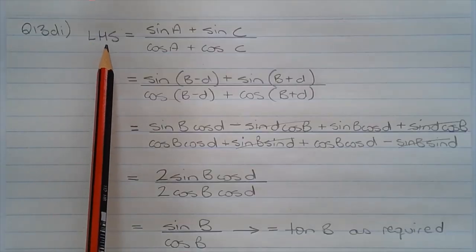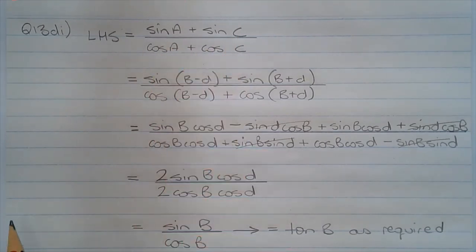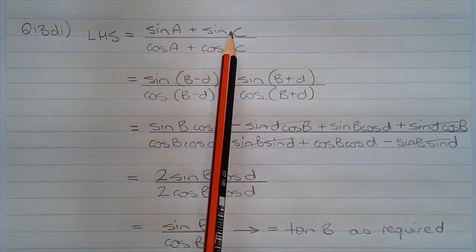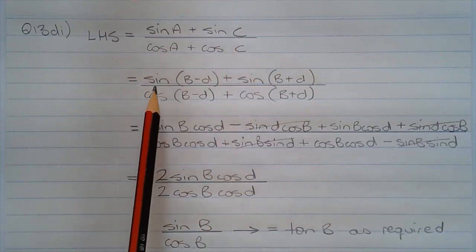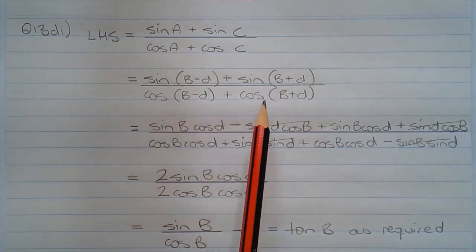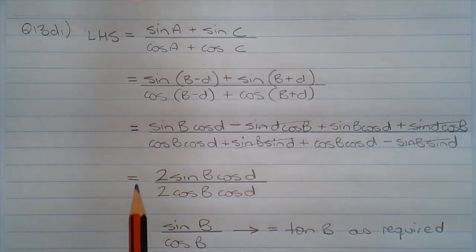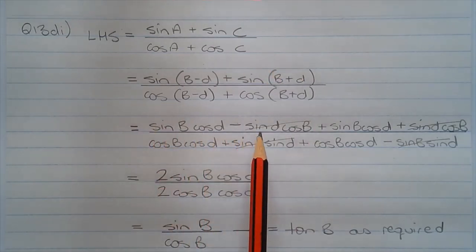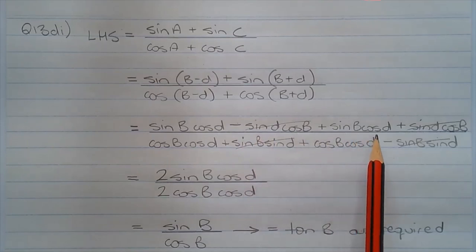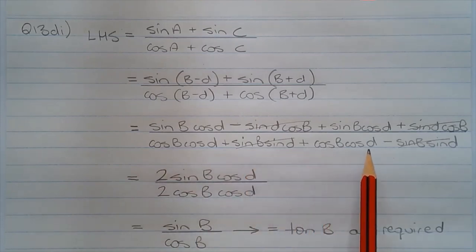From the left-hand side, we have (sin a + sin c)/(cos a + cos c). Now a = b − d and c = b + d. So that equals (sin(b − d) + sin(b + d))/(cos(b − d) + cos(b + d)). And expanding these trigonometric ratios of compound angles, that equals (sin b cos d − sin d cos b + sin b cos d + sin d cos b)/(cos b cos d + sin b sin d + cos b cos d − sin b sin d).